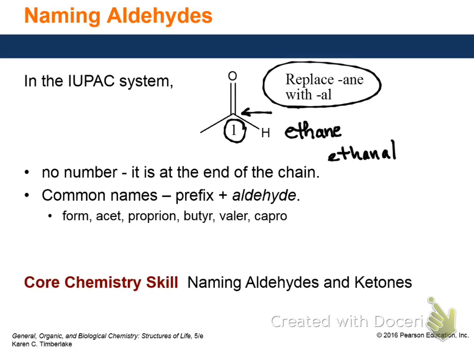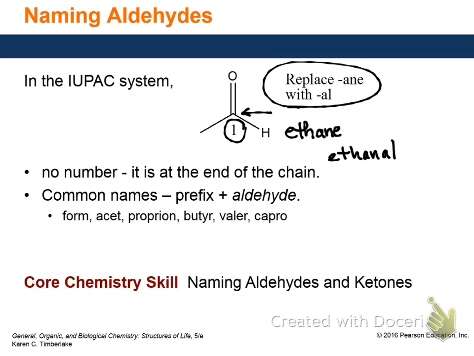Now, aldehydes, when you're naming an aldehyde, you don't often say 1-ethanol because it's always at the end. Since it's always at the end, you don't have to give it a number. People just assume it's at the end, okay?